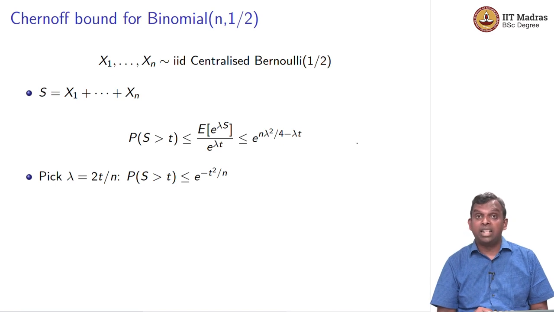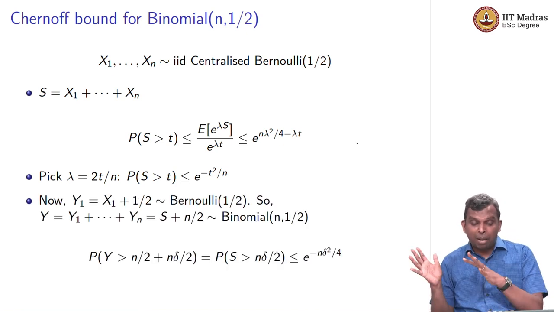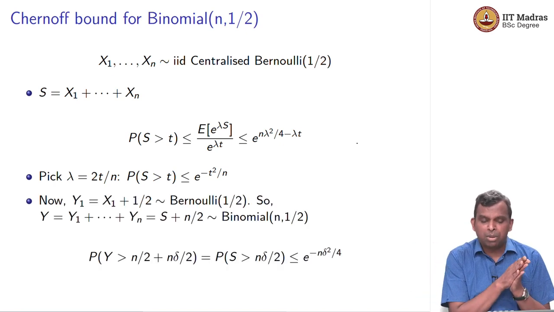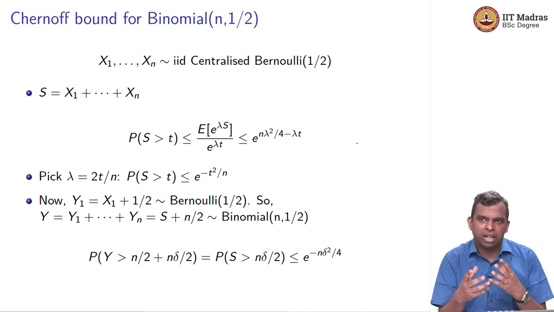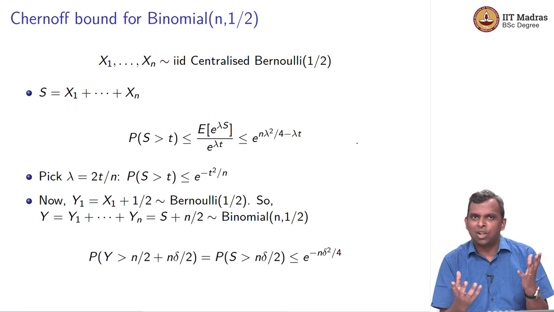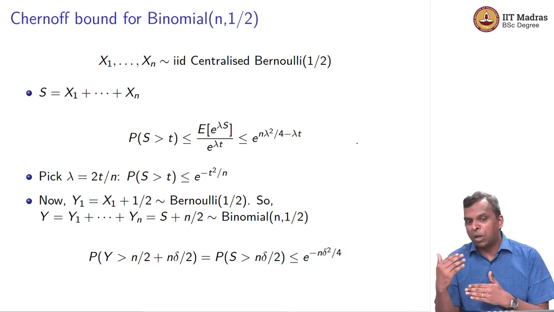And look at how very neatly it's getting expressed in terms of n, and there's an exponential involved. Probability that s is greater than t is less than or equal to e power minus t squared by n, okay? So now let's see how to compare it with Chebyshev and all that. So I have to go back to Bernoulli, okay? So remember, the one difference is I am in centralized Bernoulli. I centralized it for convenience because I didn't want to deal with that non-zero mean and all that. But now I have to go back to that non-zero mean so that we can actually compare the binomial, right?